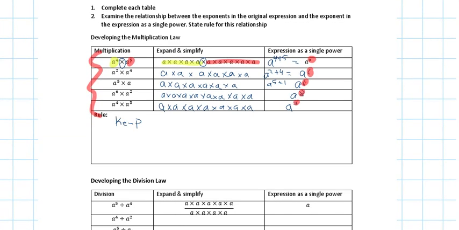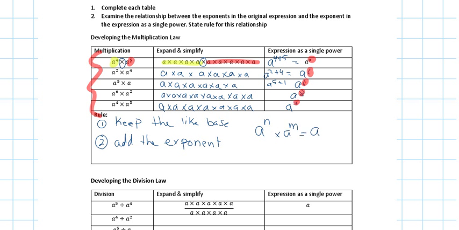So I keep the like base. The like base doesn't change, it stays the same. So if I have, let's say, a to the power of n times a to the power of m, it becomes a to the power of n plus m.